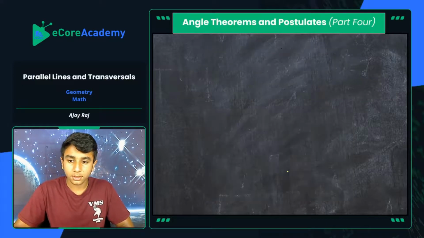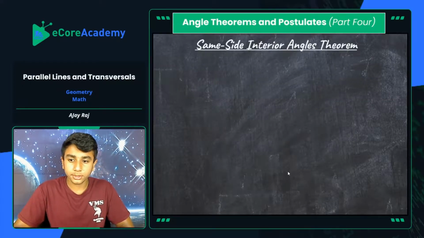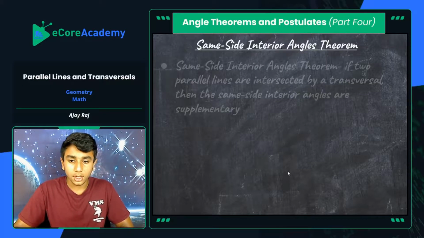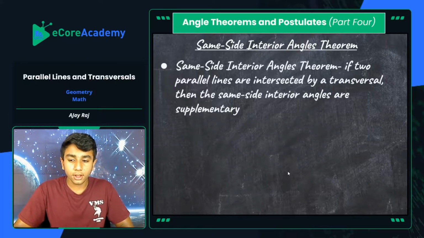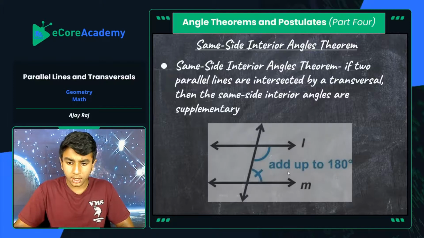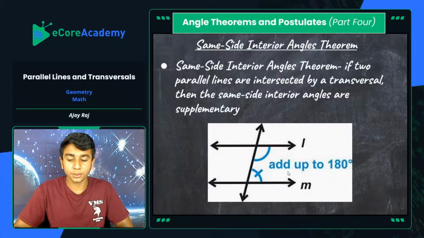All right. Now, angle theorems and postulates part 4, let's look at the same side interior angles theorem. If two parallel lines are intersected by a transversal, then the same side interior angles are going to be supplementary. And supplementary basically means that these two angles will add up to 180 degrees. As an example, these two angles are given and they're both same side interior angles, meaning that they're going to both add up to 180 degrees no matter what.